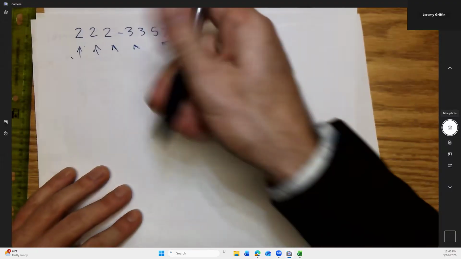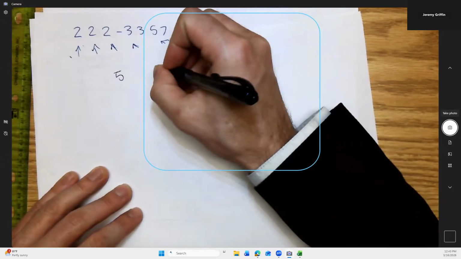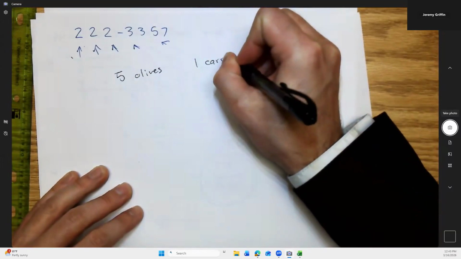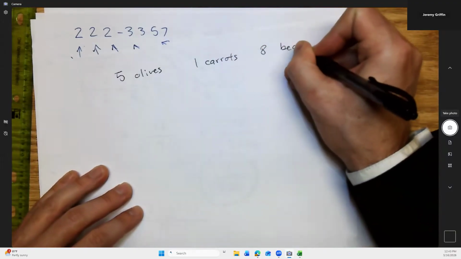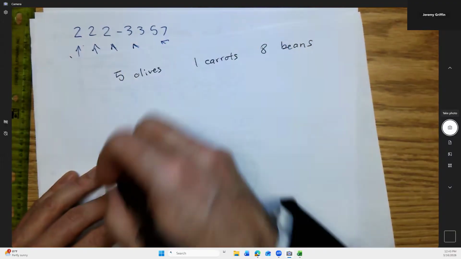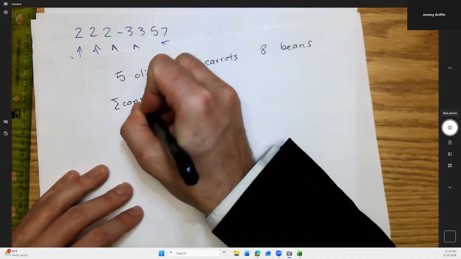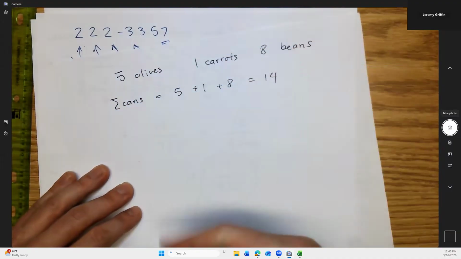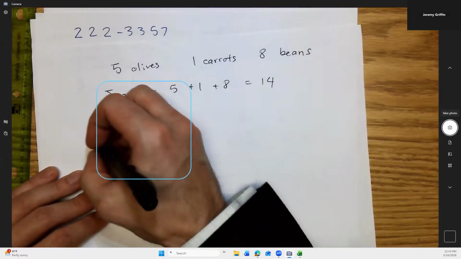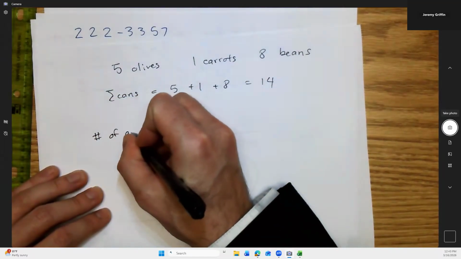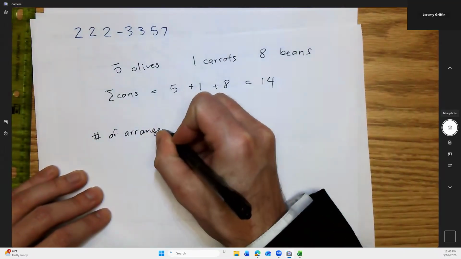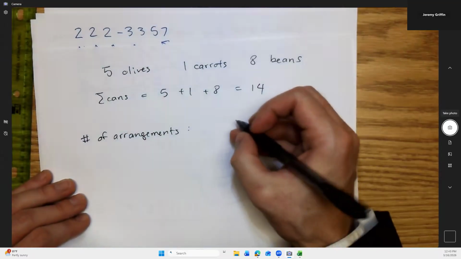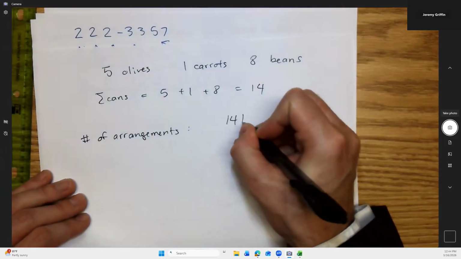So we have 5 of one type, olives, 1 carrot, and 8 beans, and those do add up to 14. So I'll say the sum of the cans equals 5 plus 1 plus 8, which is 14. And how many different ways could you rearrange this? The number of arrangements. Well, if they were all unique cans, then at face value it would just be 14 factorial.